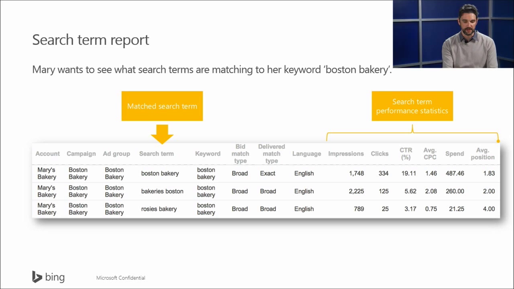For example, you've got Boston Bakery matched as an exact delivered match type. You've got Bakeries Boston. Again, very relevant, very similar. And you've got Rosie's Bakery, potentially a competing bakery to what our fictitious Mary has been up to. But again, you're going to identify competitive terms, things that have the ability to either work very well for you and open up the door for more opportunity, or potentially be somewhat distracting.